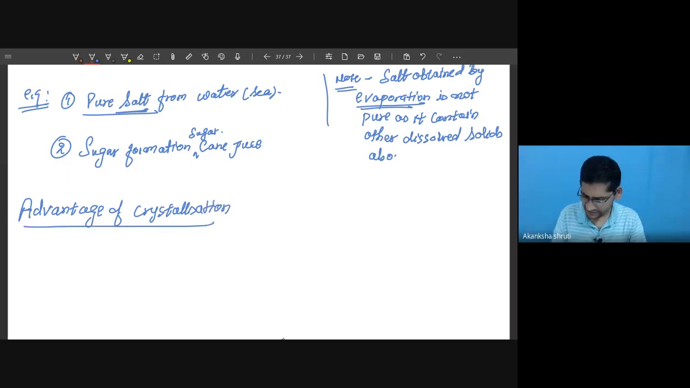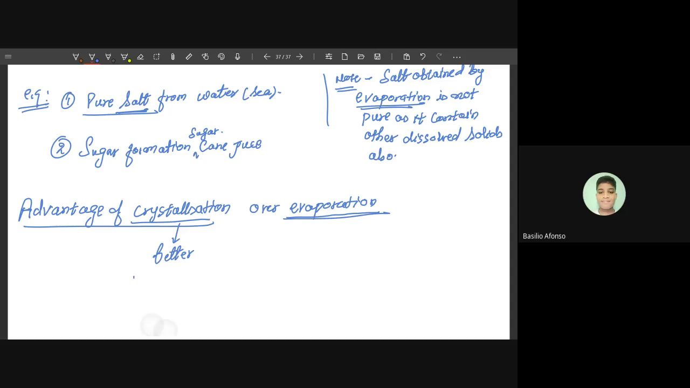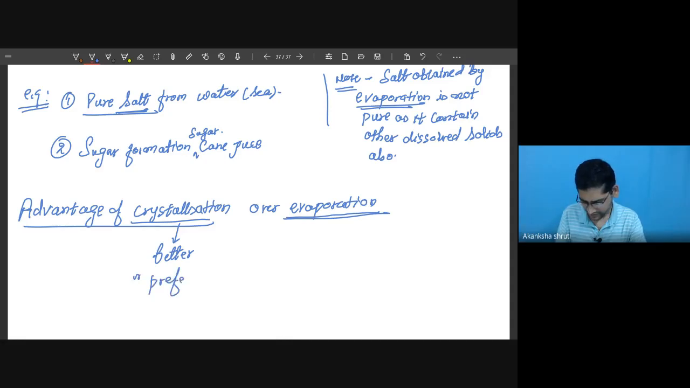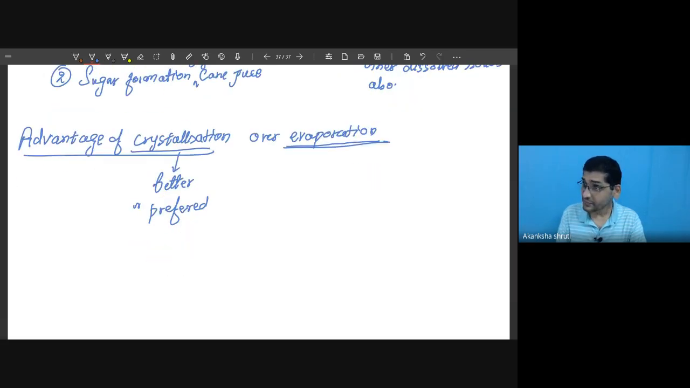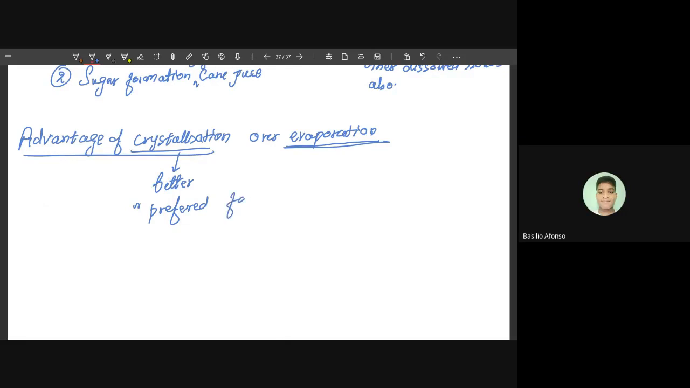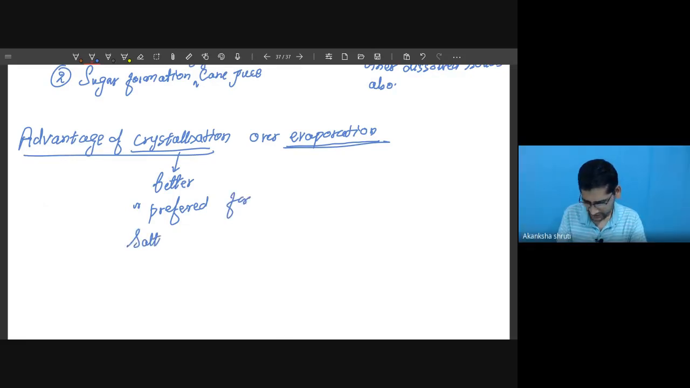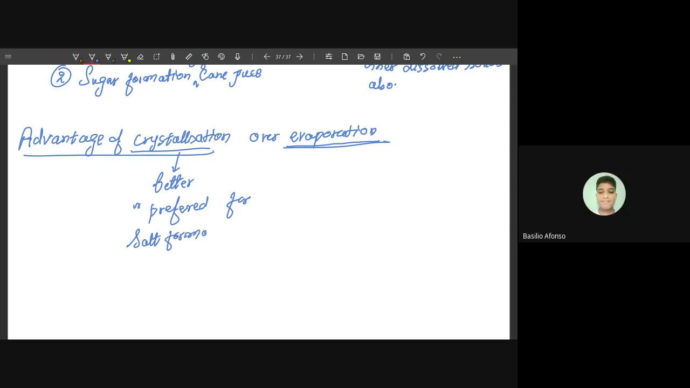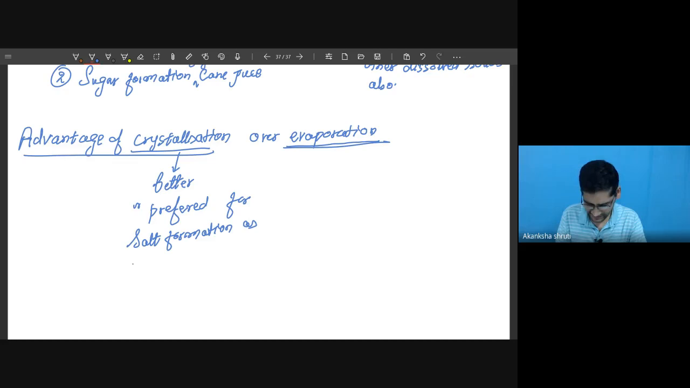What is the advantage of crystallization over evaporation, basically? If you are asked to obtain this salt by crystallization, and the other method is evaporation also, which one is better? Crystallization is preferred. Why? Because it gives the pure salt. For salt formation it gives pure, but evaporation does not give pure.